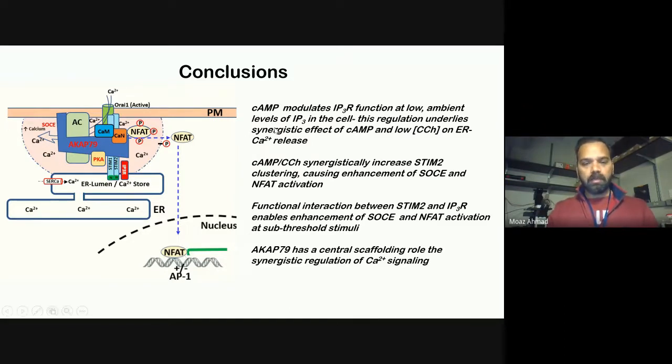So based on our data, I conclude that cyclic AMP modulates IP3 receptor function at low and ambient levels of IP3 in the cell. This regulation underlies the synergistic effect of cyclic AMP at low concentration on ER calcium release, and also cyclic AMP and carbachol synergistically increase Stim2 clustering, causing enhancement of SOC and NFAT activation. And functional interaction between Stim2 and IP3 receptors enables enhancement of SOC and NFAT activation at synergistic stimulus. And finally, we also know that ACAP79 plays a central scaffolding role in the overall signaling microdomain.